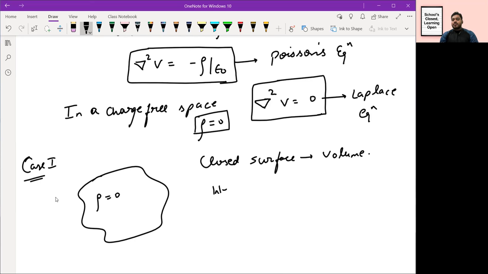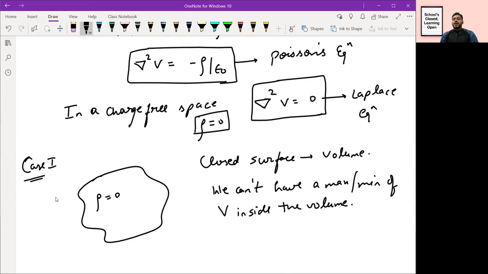We can't have a maxima or minima of voltage inside this surface, inside the volume. So the maxima or minima is going to be on the surface itself. It is not going to be within the volume, right? We have to prove it. Also, since the cavity is charge free, we can write del square V is 0.